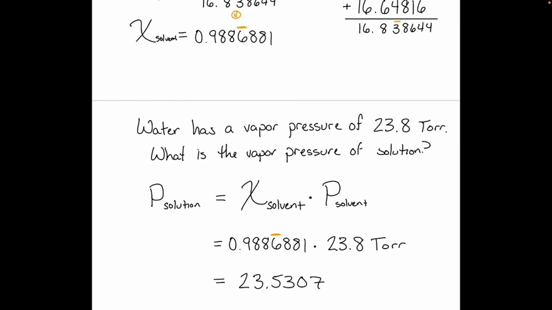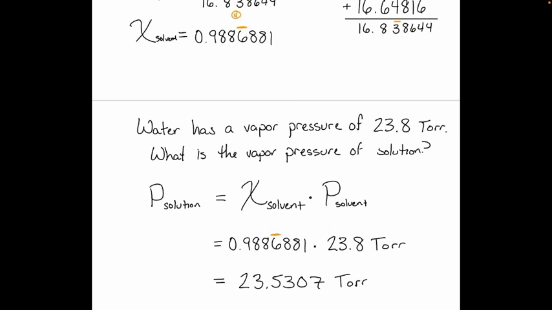In chemistry, we use multiple units. The environmental chemists like atms, torr and millimeters of mercury were kind of more popular back in the day. All of these are different units for pressure that you'll see. You just need to match them, right? Whatever units you're given in your vapor pressure for your solvent, that's what units you should have in your vapor pressure for your solution.